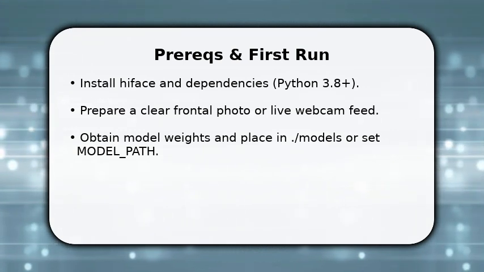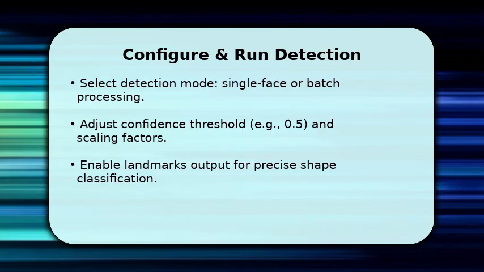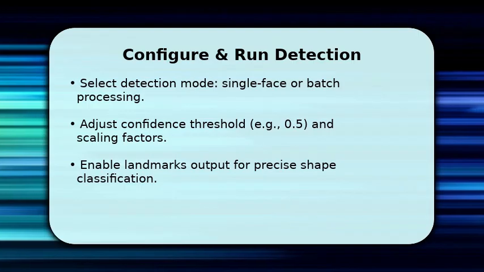Now you configure detailed options. Choose single face for one subject or batch for many images. This controls memory and speed. Once done, set the confidence threshold to 0.5 or higher to reduce false positives and tweak scaling to match image resolution for stability.